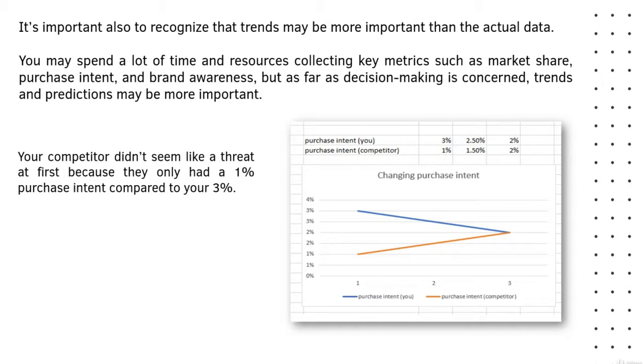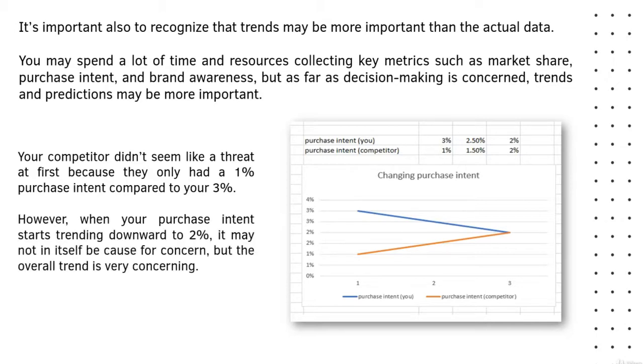However, when your purchase intent starts trending downward to 2%, it may not in itself be a cause for concern, but the overall trend is very concerning. Your purchase intent has been declining steadily, while your competitor's has risen steadily. So if everything stays the same, you'll be in rough shape the next period.